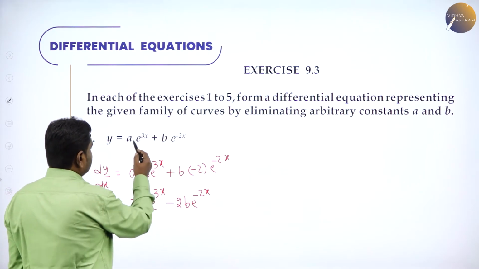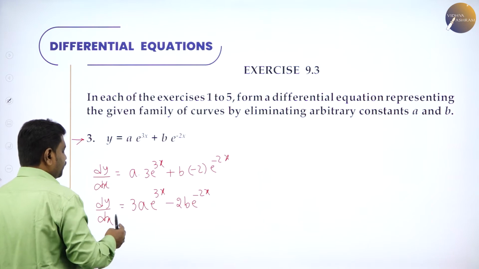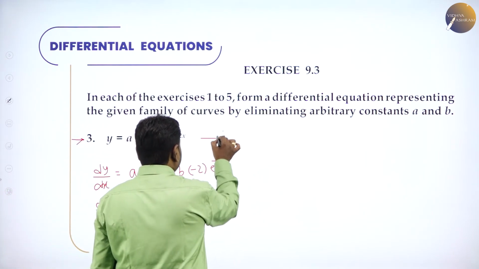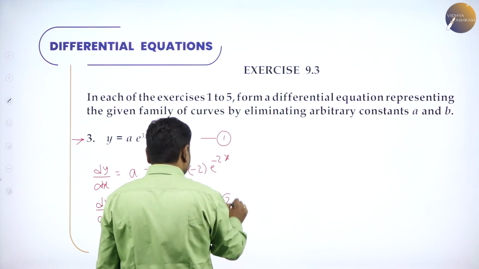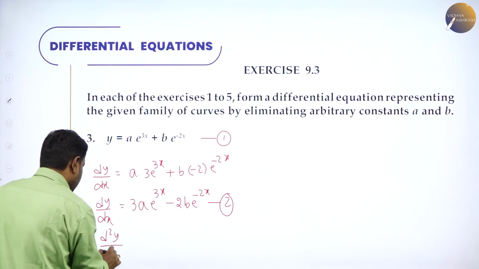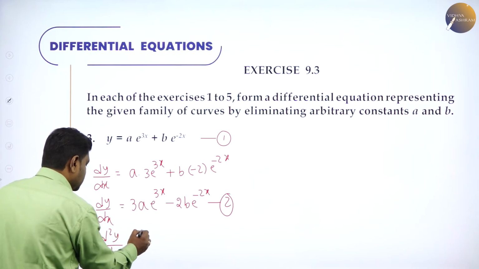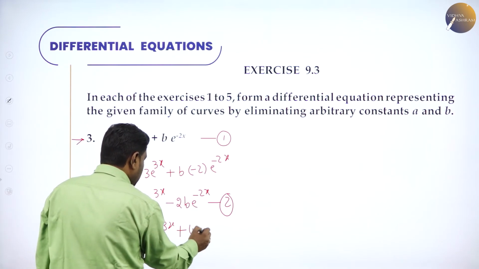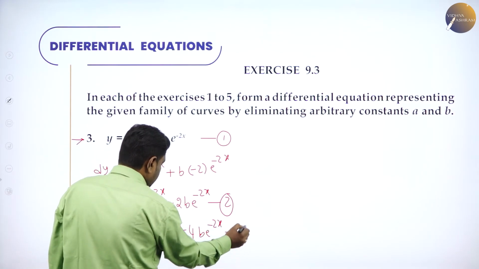Now 3 times a, this is a times. Now I'll also find the double derivative. So the given equation I call it 1, this I call it 2. Now I'll differentiate it again. Once again if you differentiate, d square y by dx square is equal to 3 threes are 9a e power 3x, minus into minus, plus 4b e power minus 2x, you will get. In one step I have done.